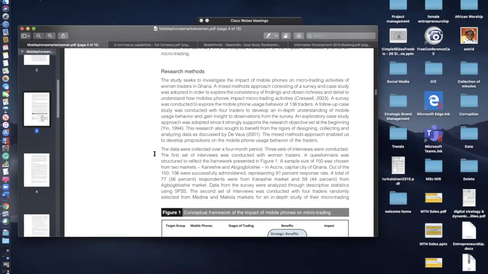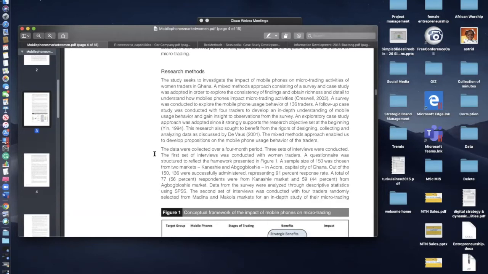your case study protocol. Kaneshie and Abbuosi markets in Accra, capital city of Ghana. Out of the 150, 136 was successfully administered, representing a 91% response rate. Out of a total of 136 respondents, 77, which is 56%, were from Kaneshie market, and 59, which is 44%, were from Abbuosi market. I'm even giving statistics to let you know the truth, so that when you go, you can replicate it.